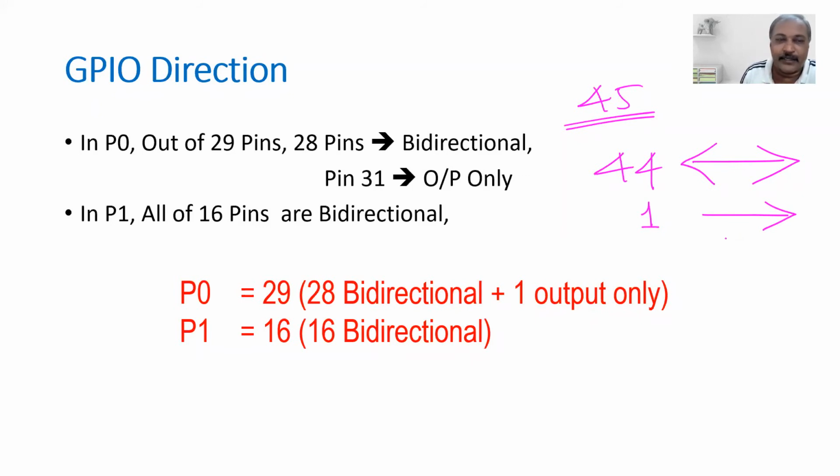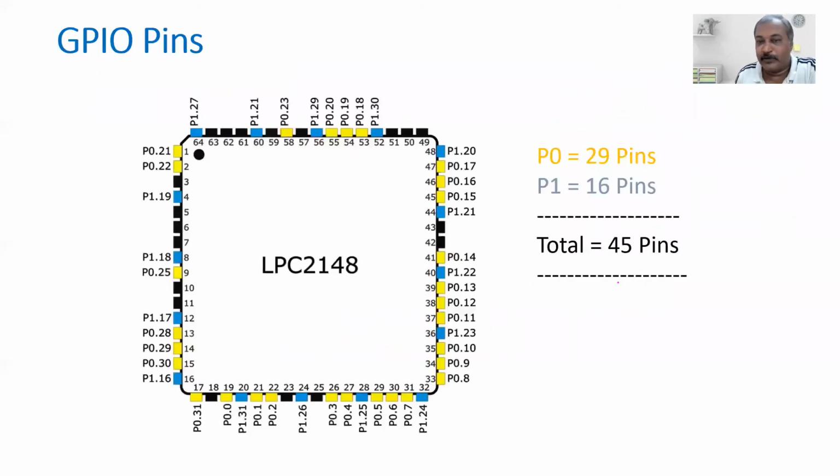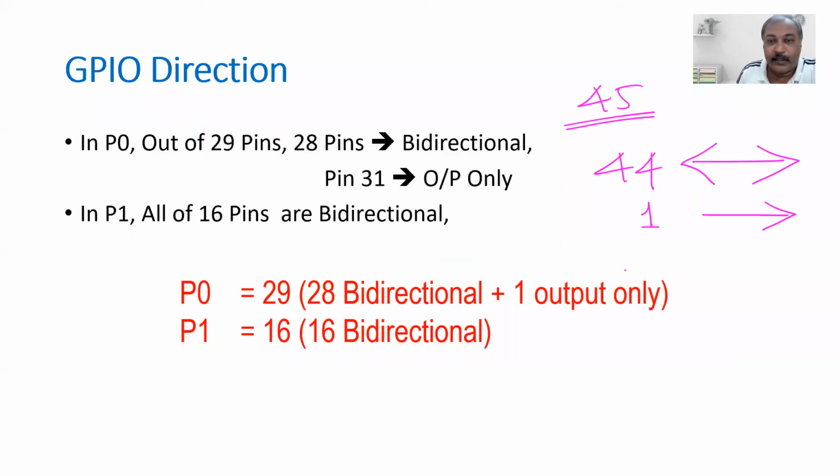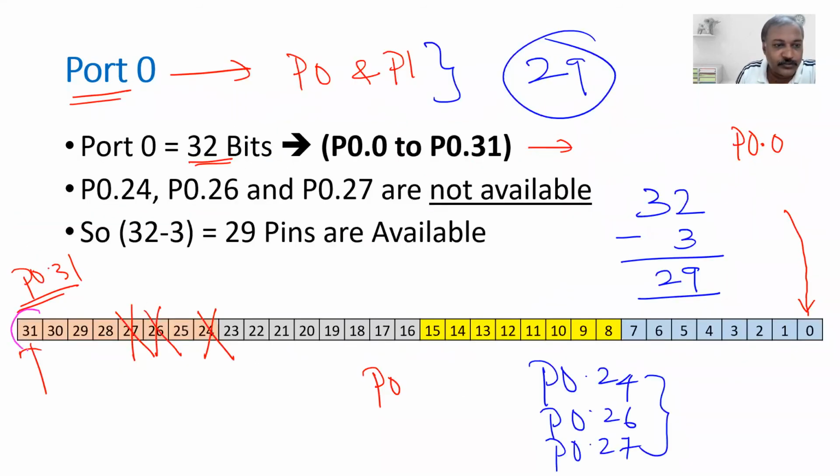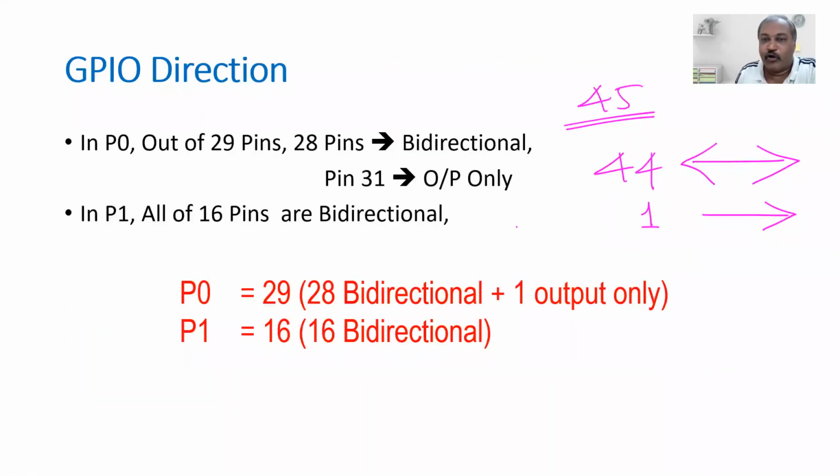So which pin is that? That is port 0.31. Okay, port 0.31 is the last bit of port 0. So this fellow, the topmost I'm talking about, is output only. Okay, output only means what? It can only deliver data, but it cannot accept.